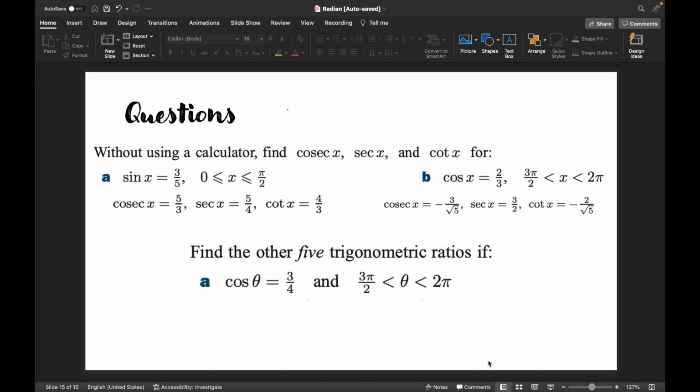Let's do the next question. Question number 2. Let me read the question. Find the other 5 trigonometric ratios if cos theta is 3 by 4, and this is extremely important, it lies in the fourth quadrant. And this is going to be extremely important because only cos and secant are going to be positive in that quadrant.